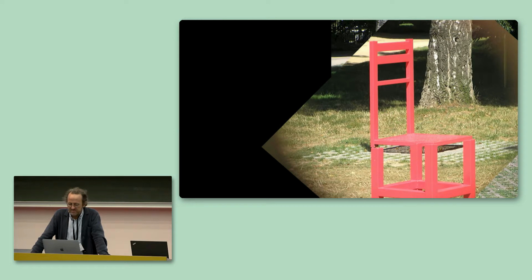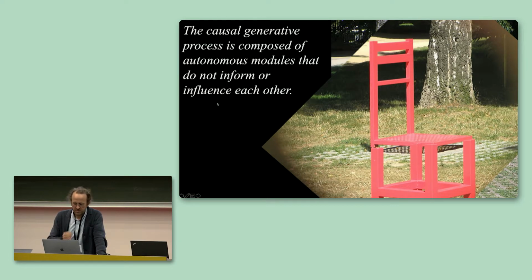And of course, if this breaks, everything can go wrong. So, for instance, if you wear some VR headsets, they track your head position and show you something different, depending on the position of your head, etc. So then you create a dependence between the object and your perceptual process, and then again perception fails, because you can see anything in a VR setup that has nothing to do with reality. So we can state this principle in words by saying that the causal generative process is composed of autonomous modules that do not inform or influence each other.